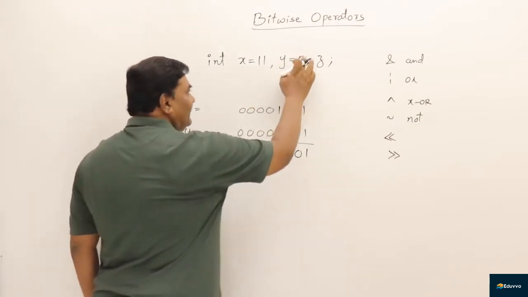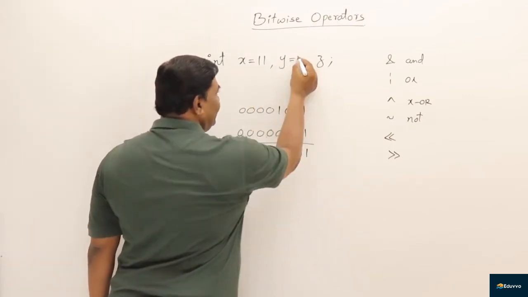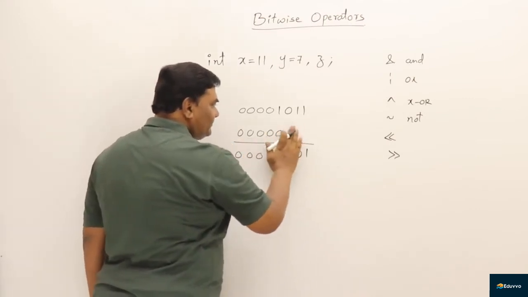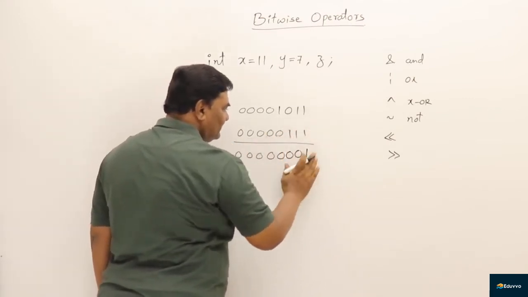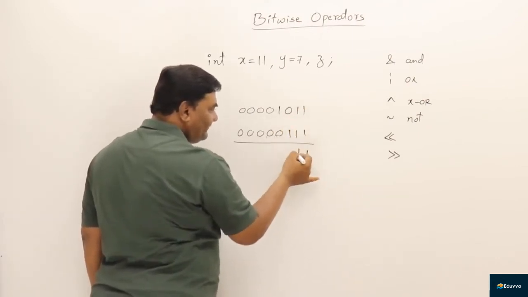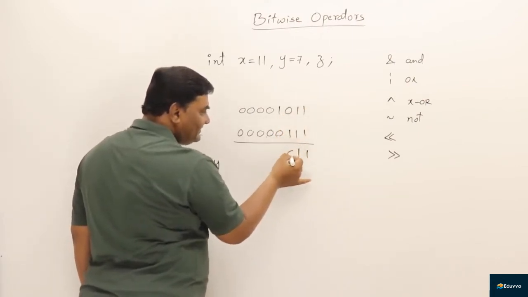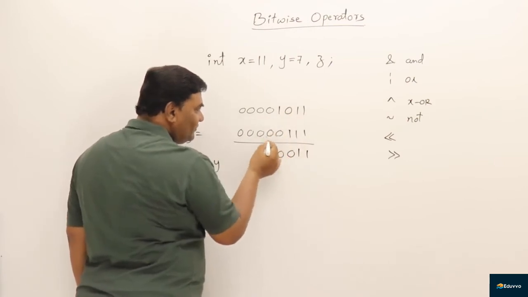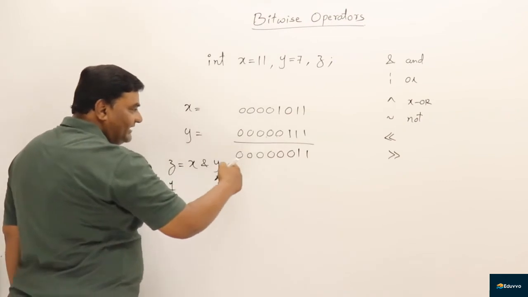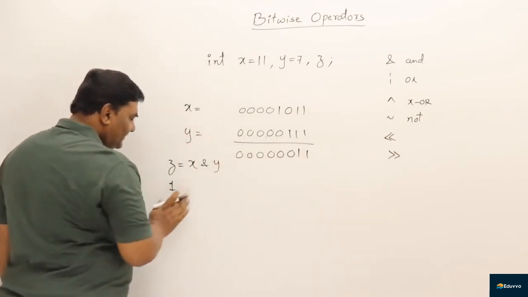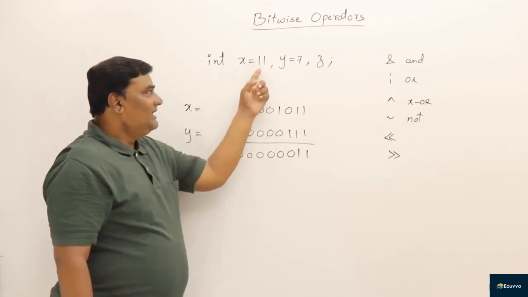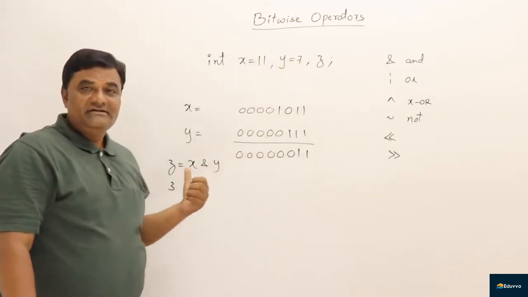I'll change the value. Instead of 5, I will take 7. Let us see what will be the result. 7 is 111. Then what will be the result? 1 and 1, 1. 1 and 1, 1. 0 and 1, 0. 1 and 0, 0. And all these are zeros only. In binary form, this is 11. So in decimal form, it will be 3. So 11 and 7, result is 3.